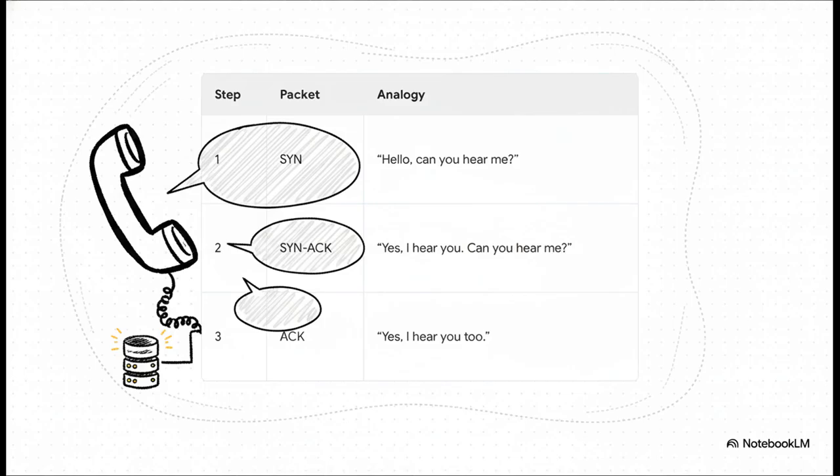The easiest way to think about this is like a phone call. You don't just pick up the phone and start yelling information, do you? No, you say, hello, can you hear me? And you wait to hear, yes, I can hear you back. The three-way handshake is just the network version of that. It's all about making sure the line is open and both people are actually listening.